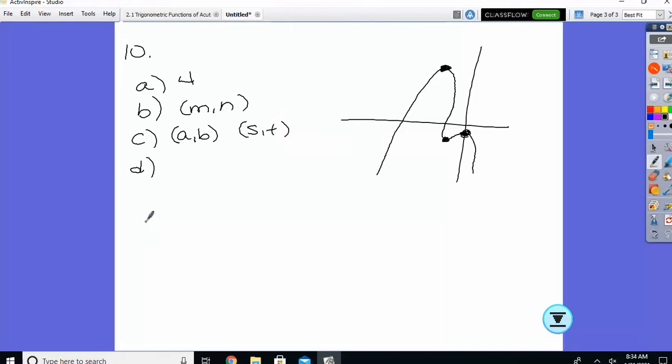D, absolute min. Is there an actual lowest point on this entire graph? Unless it goes down forever. Right, it keeps going down forever, so there is none. E, absolute max, a highest point on the entire graph. AB.